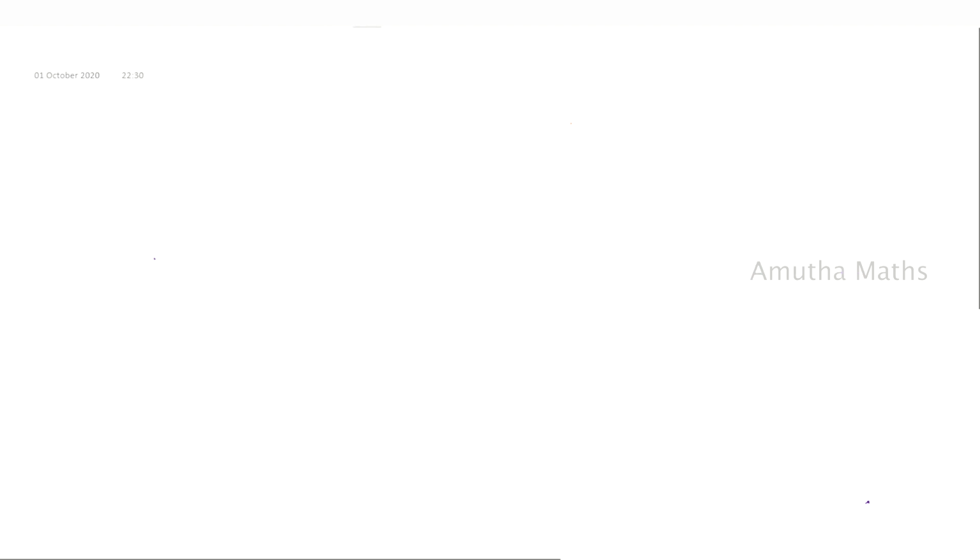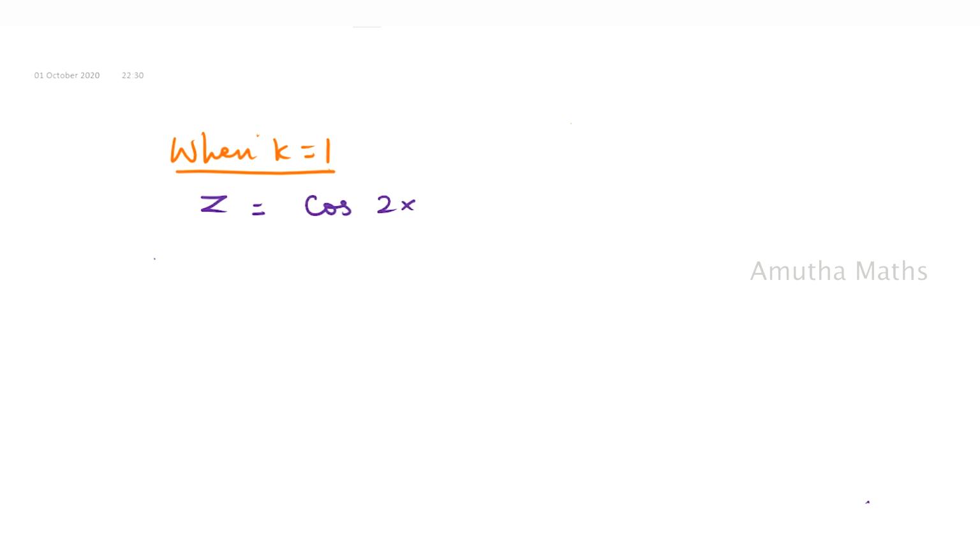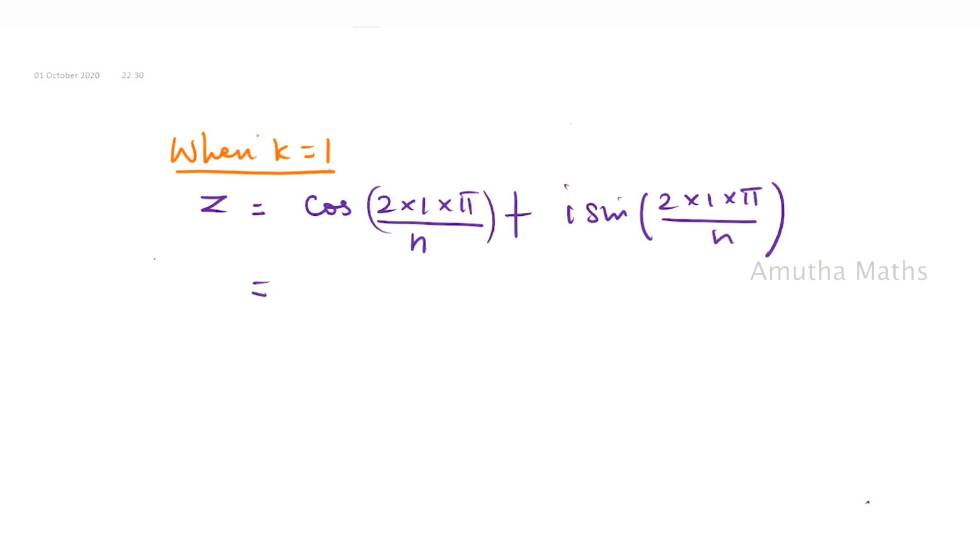Okay. Now we shall see when k is equal to 1. So when k is equal to 1, what is z? z is equal to cos (2 into 1 into pi by n) plus i sin (2 into 1 into pi by n). So that is equal to cos 2 pi by n plus i sin 2 pi by n.